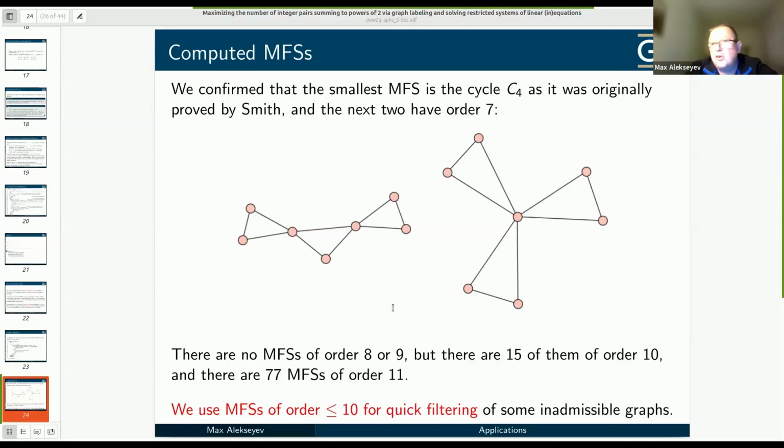I chose MFS of order up until 10, used for quick filtering. Before we invoke the graph solve algorithm, whenever we want to test admissibility, we first test if any of the minimum forbidden subgraphs is present in a given graph as a subgraph. If any of them is present, it immediately means that our graph is inadmissible, and we don't need to even call the graph solve algorithm.